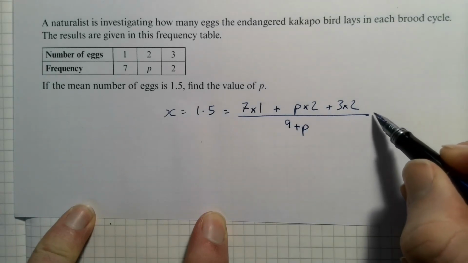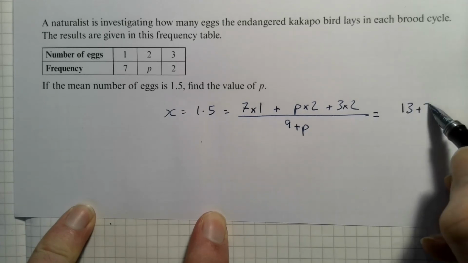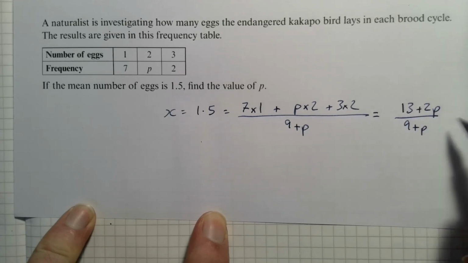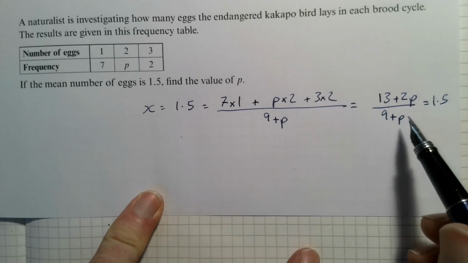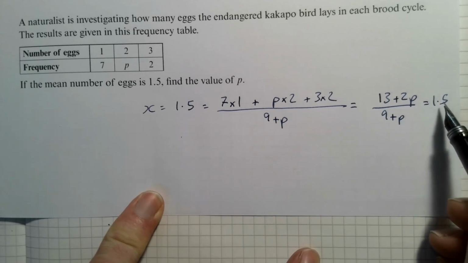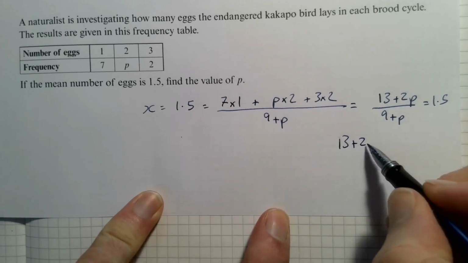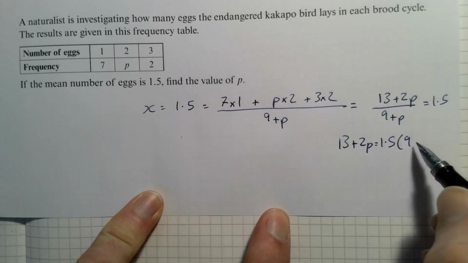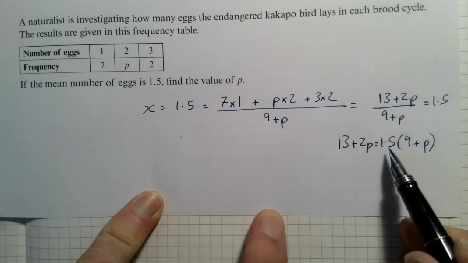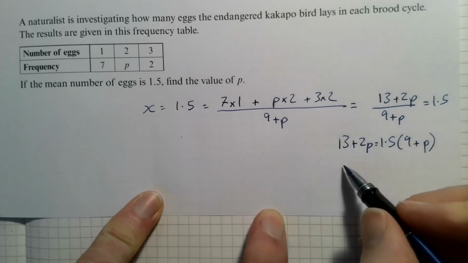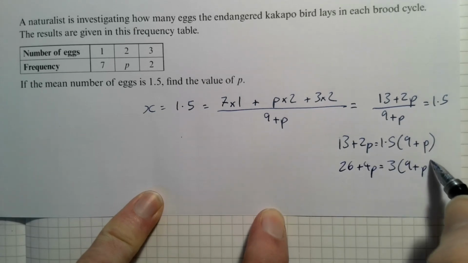So if we simplify that, that gives us 13 plus 2p over 9 plus p is equal to 1.5. Now, to solve that, first of all, we could multiply both sides by what's underneath, couldn't we? That gives us 13 plus 2p equals 1.5 times 9 plus p. Now, you might not like having the 0.5s in there, so you might want to double everything: 26 plus 4p equals 3 brackets 9 plus p.